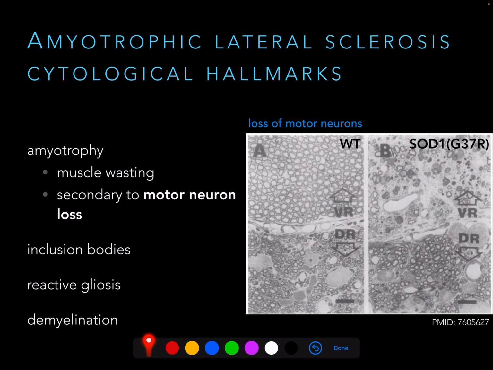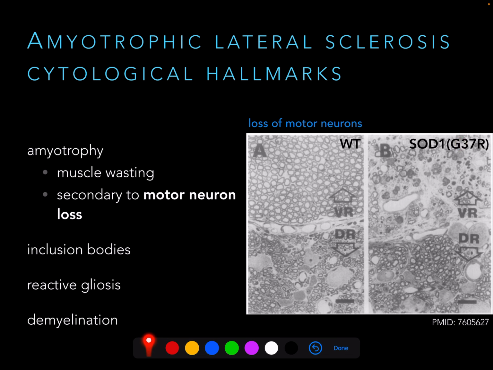We can see loss of motor neurons here. So we've got two cross sections. Here's my ventral root, the motor neurons, and the dorsal root, sensory neurons. These are wild type mice, and this is an ALS mouse model. We see the same thing in humans, but this is a much nicer picture. Now the dorsal root looks fine. Our sensory neurons are still there. What's really affected is that ventral root where the motor neurons leave the spinal cord.